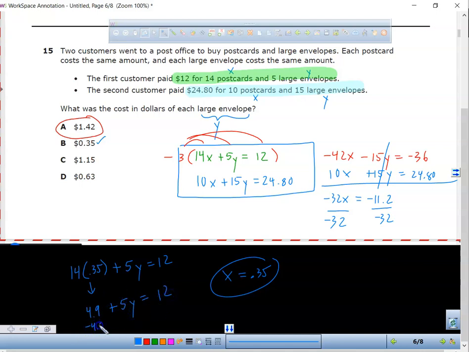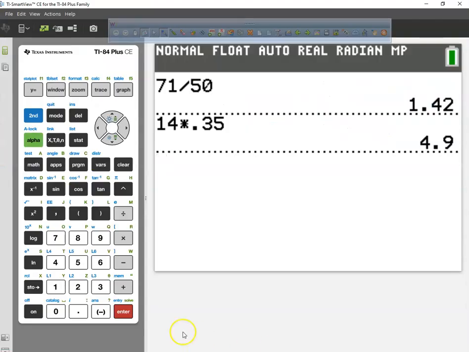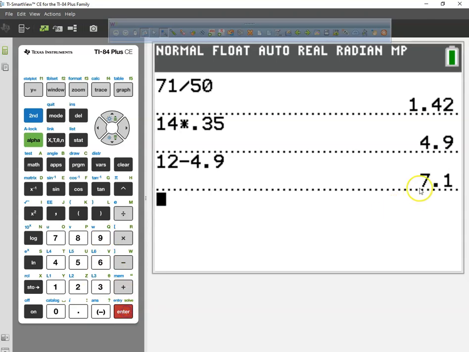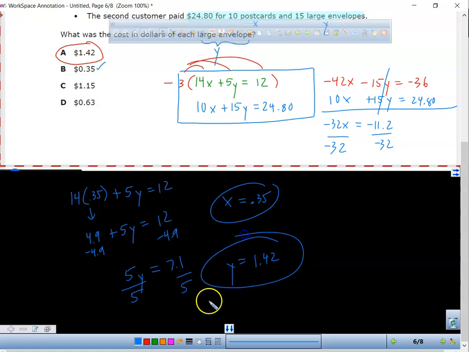Take away 4.9. I get 5y equals 12 minus 4.9, which is 7.1. And then what do I do? Divide both sides by 5. And what does y equal? 1.42. Now that is the by hand method that we've practiced.